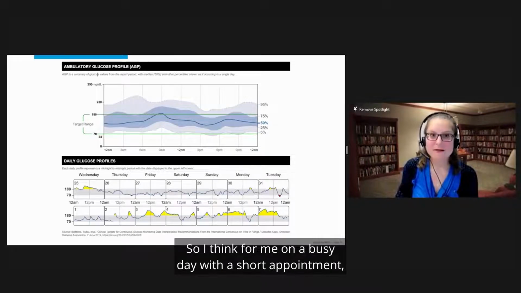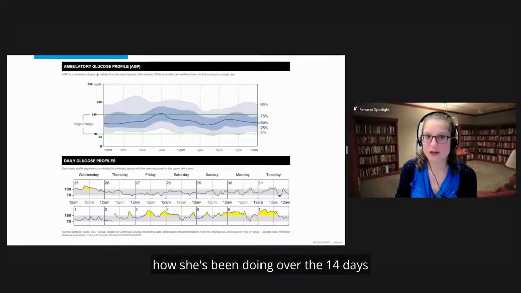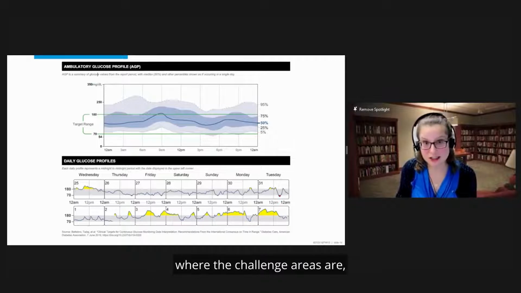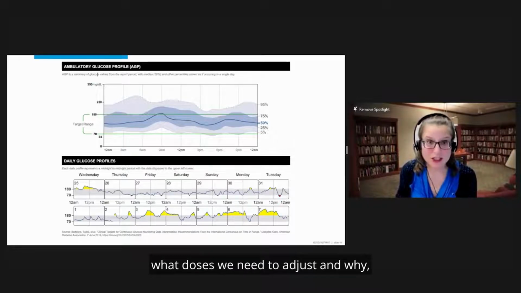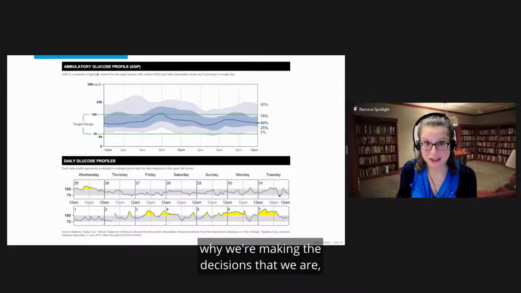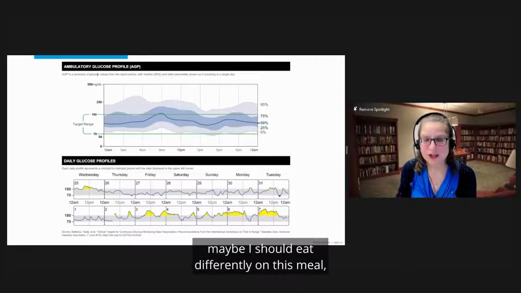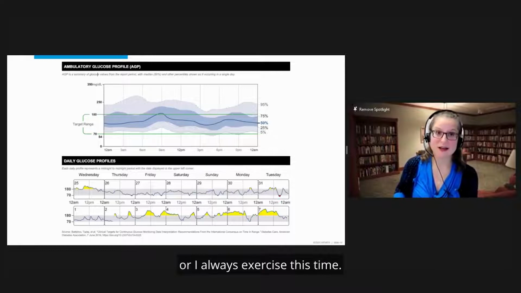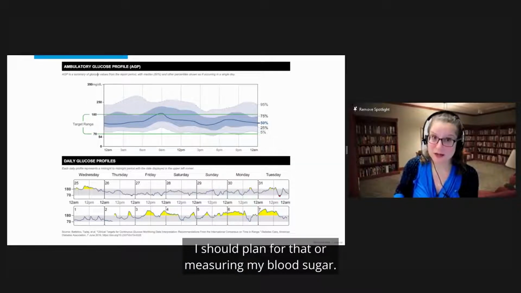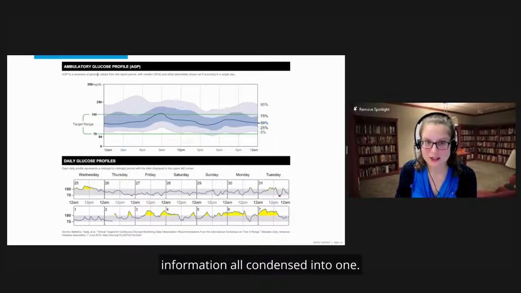So I think for me, on a busy day with a short appointment, we can use this one pager to really understand how she's been doing over the 14 days, where the challenge areas are, what doses we need to adjust and why, and really get buy-in from our patient because she understands exactly why we're making the decisions that we are. And it can help her also say, well, maybe I should eat differently on this meal, or I always exercise this time, I should plan for that or measure my blood sugar. So it's really a lot of meaningful information all condensed into one.